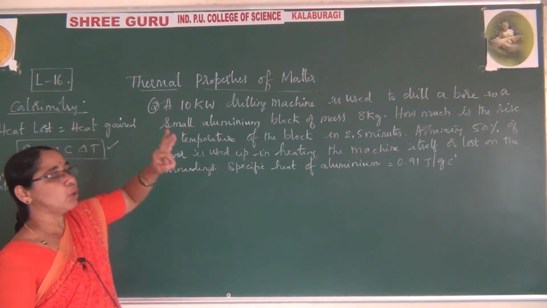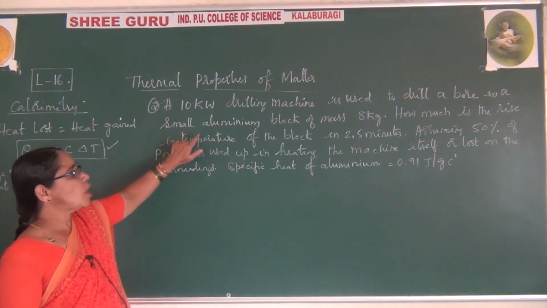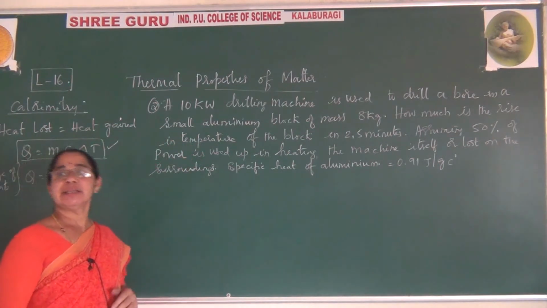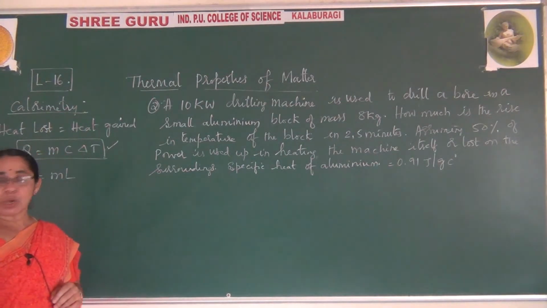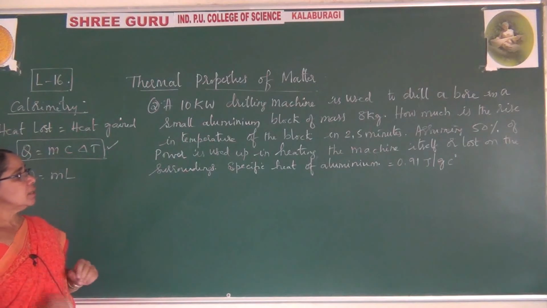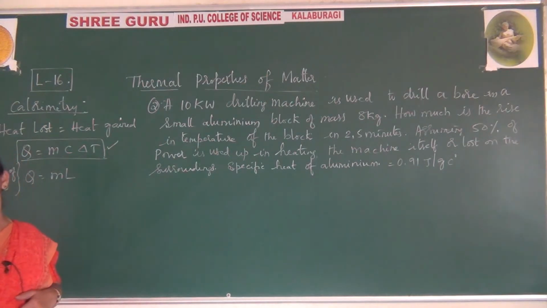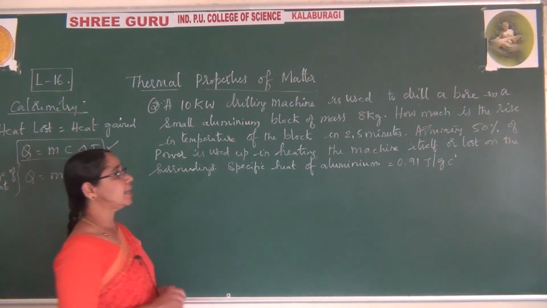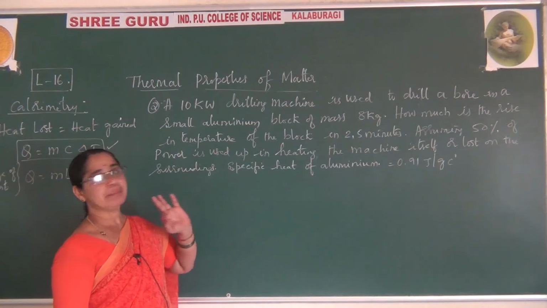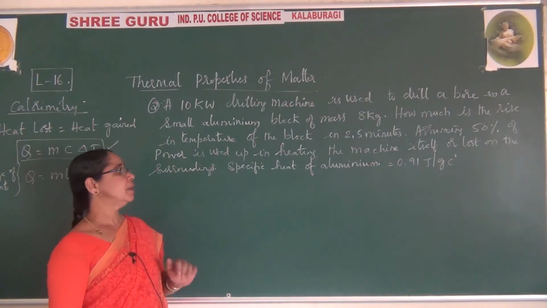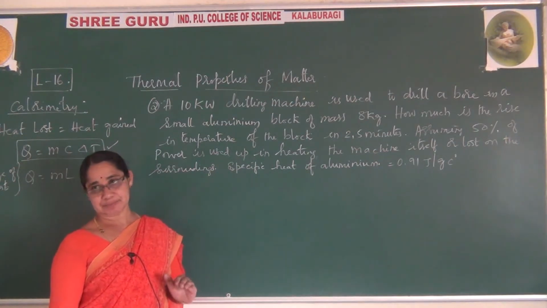It is drilling a bore, meaning it is making a hole in an aluminium block of mass 8 kg. That block has a mass of 8 kg, and it is making a hole using that machine. How much is the rise in temperature in the block? That means you have to calculate delta T, the rise in temperature in 2.5 minutes. They have given some time, so within that time, what will be the rise in temperature?